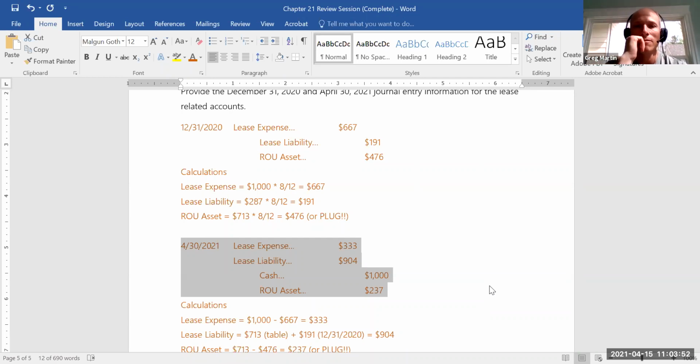I think it's a matter of time, honestly, before US GAAP conforms to IFRS, which would do away with the operating lease even as an option. Everything would be a finance lease if it was over a year, just done.